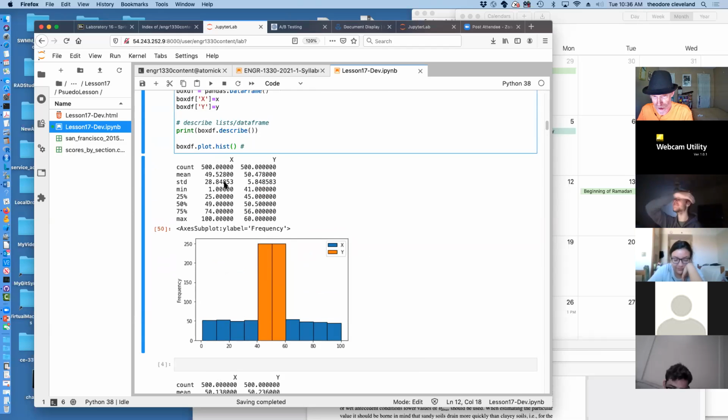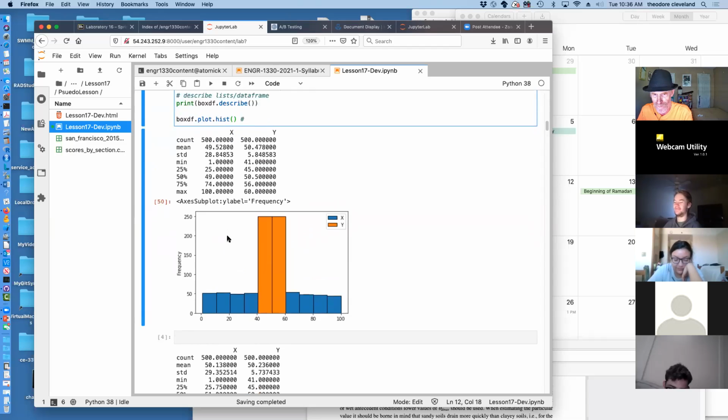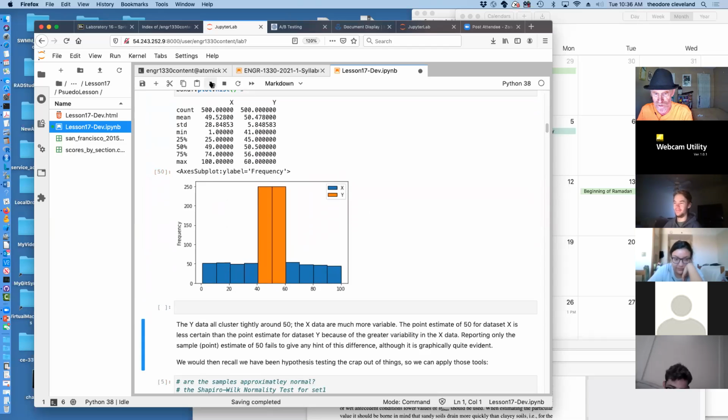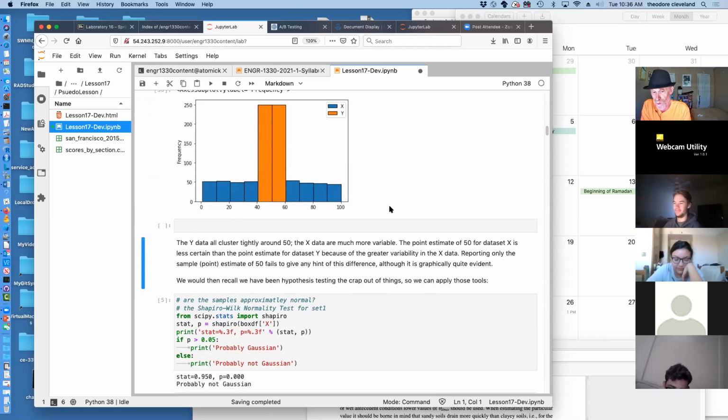All right, so here we have basically recreated this, and this stuff looks like that's an artifact. Yeah, so in words, we see that the Y data all cluster relatively tightly around 50, whereas the X data have more variability. That's by construction, because we were God and created these populations. The point estimate of 50 for data set X is consequently quite a bit less certain than the point estimate for data set Y because of that greater variability in the X data.